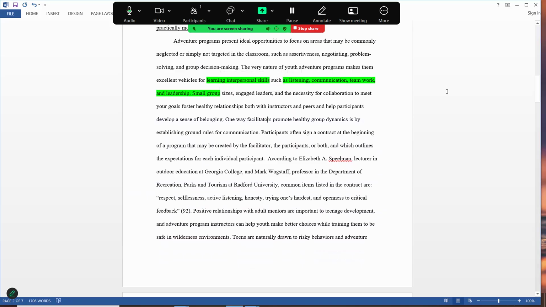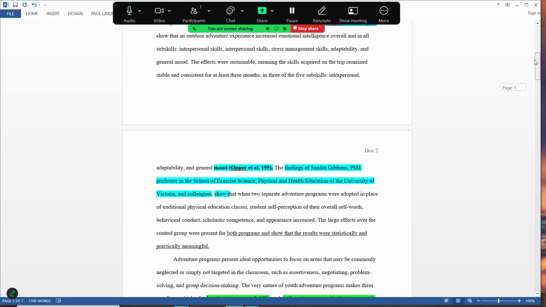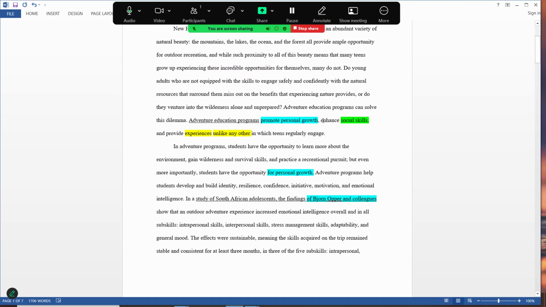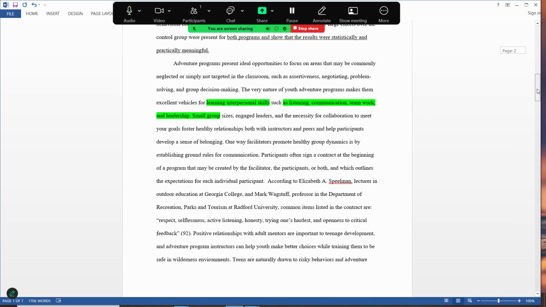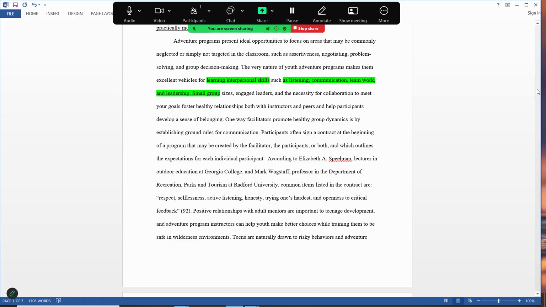All this leads to her second key point, which she identifies in her thesis. She's going to talk about adventure education programs and how they promote. The second thing is enhance social skills. So we're going to see this whole paragraph is all about this. So again, she just follows that same format. She uses a topic sentence. She introduces her subpoint. And now she's going to bring in her experts.